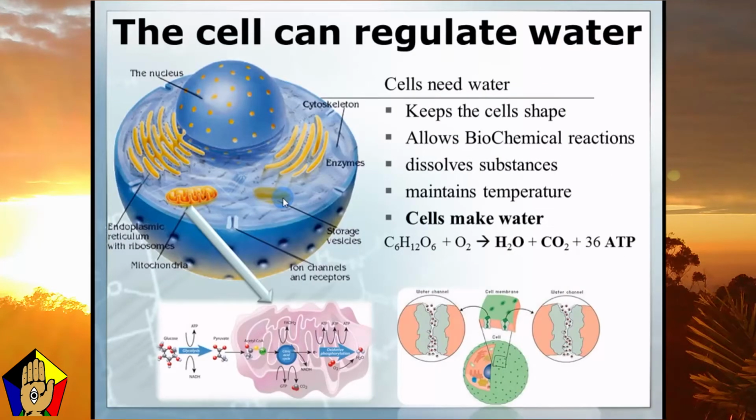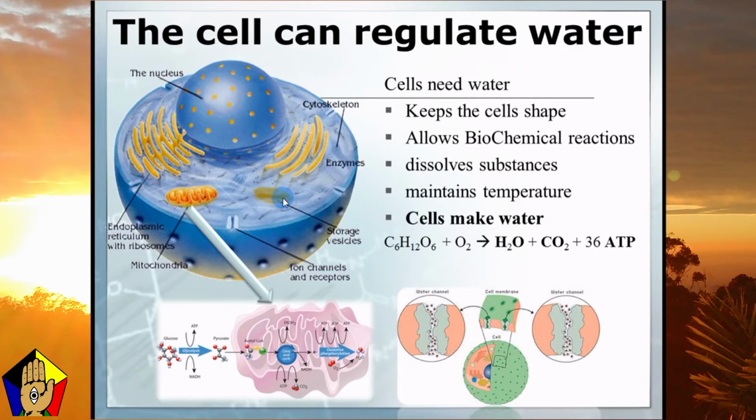And then the last couple slides here. So the cell can regulate water, and there's no specific organ I'm talking about. I'm just saying every cell in your body regulates water. You get a lot of water that's produced by metabolism. So you have about 400 milliliters of water every day that you just make by being alive.